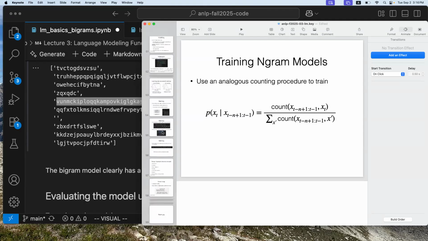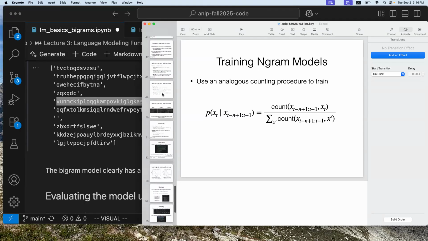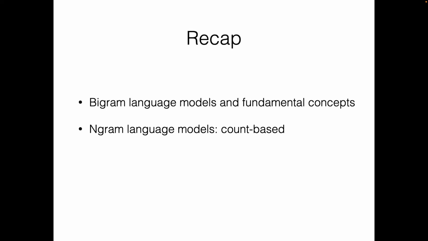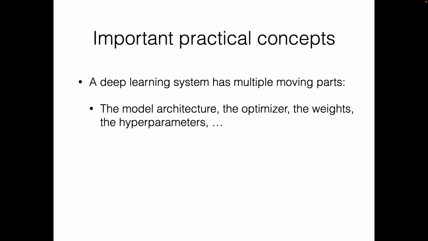Okay, so that's the recap of this stuff, and we're probably going to run out of time, so I will try to incorporate some of these things into the next lecture. But again, these are just some important practical things which appear in these code examples, or basically anytime you use deep learning.